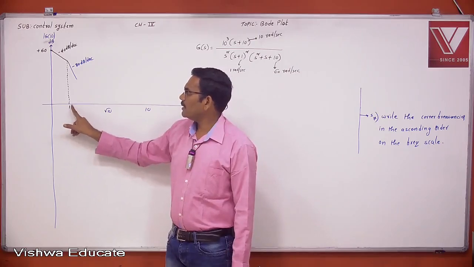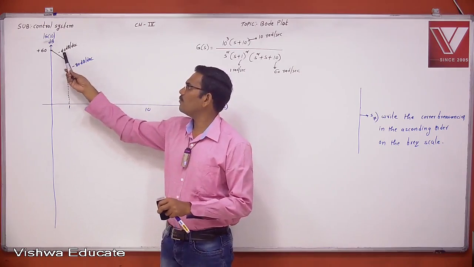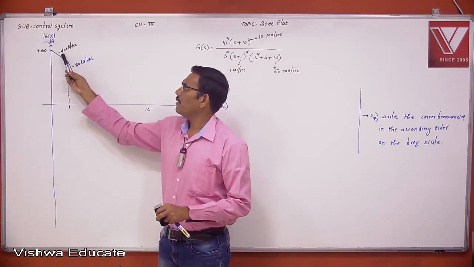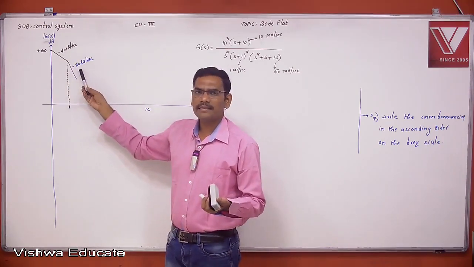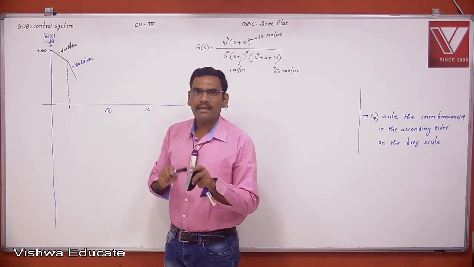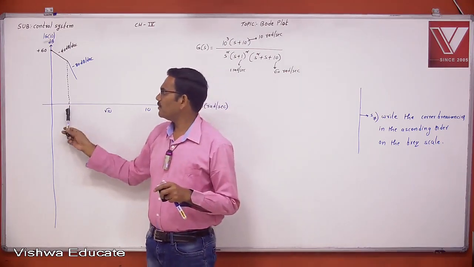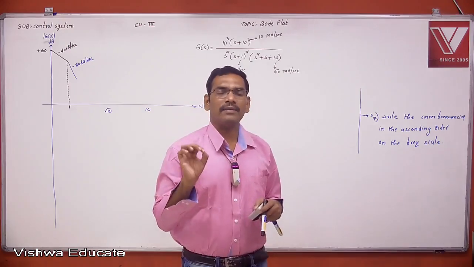Corner frequency is the frequency at which the slope changes from one level to another level. Minus 40 will become minus 80. Minus 80 will become minus 100. One level is changing to another level only at a particular frequency. That particular frequency is called the corner frequency.